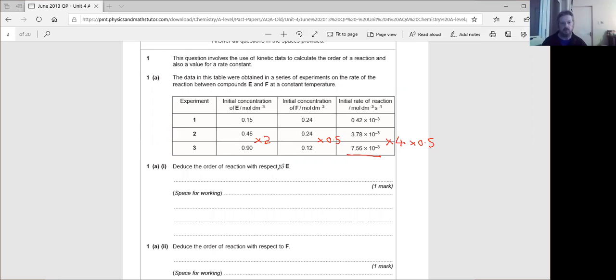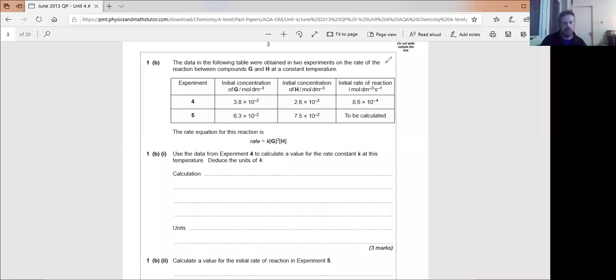So what we've done there, we've found out the order with respect to E, and we've found it with respect to F. There is a little bit left to this question, so I'm just going to pause for a moment and reset things. Okay, this is the second part of this question, and we need to use the data from experiment 4 because that's complete, to work out the rate constant.